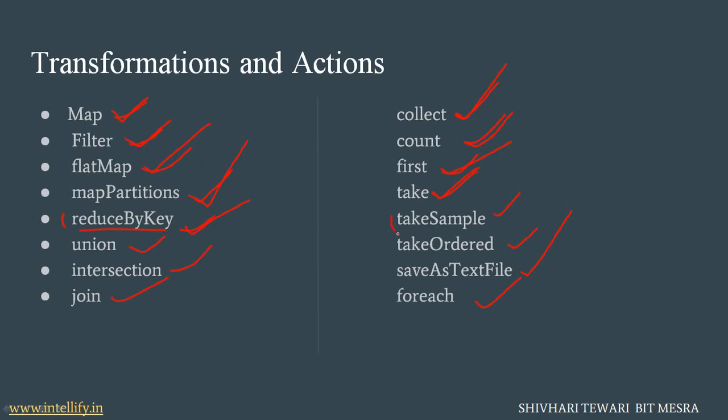And in Spark it is used as takeSample. In SQL it is union, here it is takeOrdered. In Spark it is intersection. In Scala it is saveAsTextFile. In Spark it is the join function. In Scala it is the foreach function. So this is how we use different words for the same work in both languages.